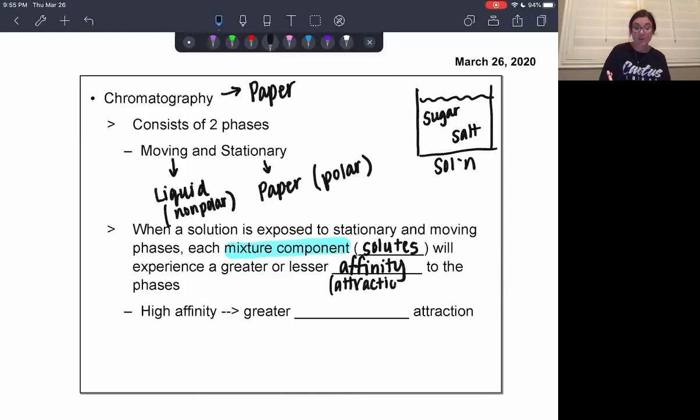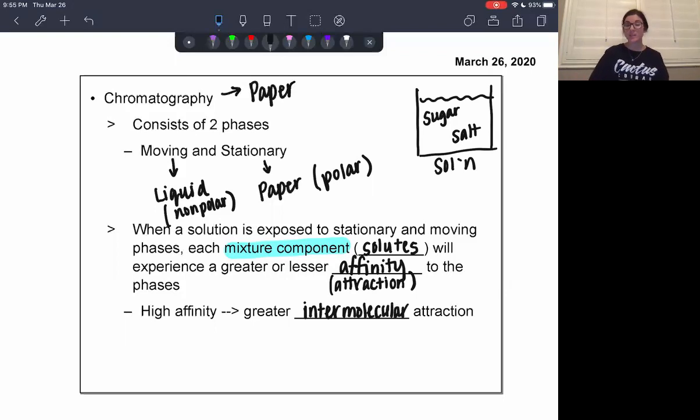Actually, it is an attraction. So when something has a great affinity to something else, that means it has a great attraction to it. If it's got a lesser affinity, that means it is not attracted. So components with a higher affinity are going to experience a greater intermolecular attraction. Remember, we're thinking about this in terms of those molecules, those particles.